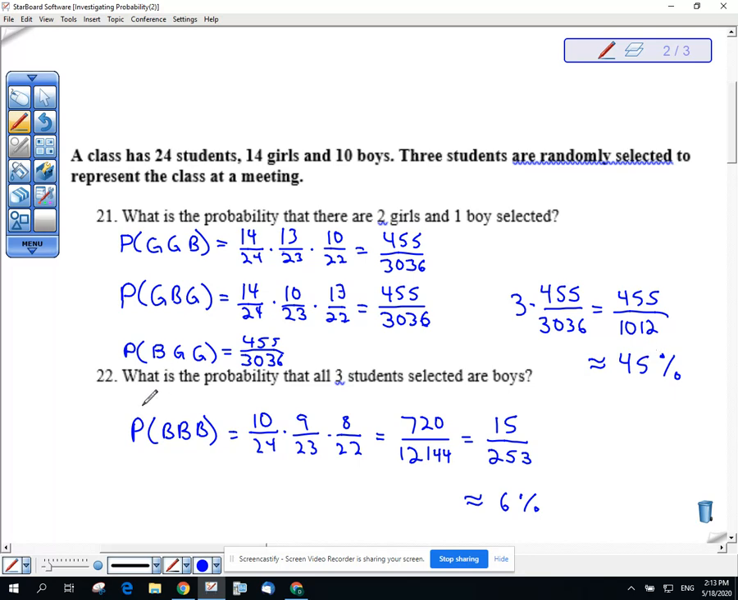One last quick example, the probability of getting 3 boys is represented by BBB. And notice in this case, it's just kind of descending, 10, 9, 8 over 24, 23, 22, and I did that calculation. 15 out of 253, which is about 6%.